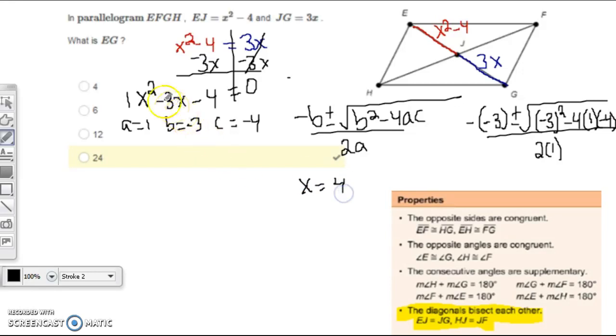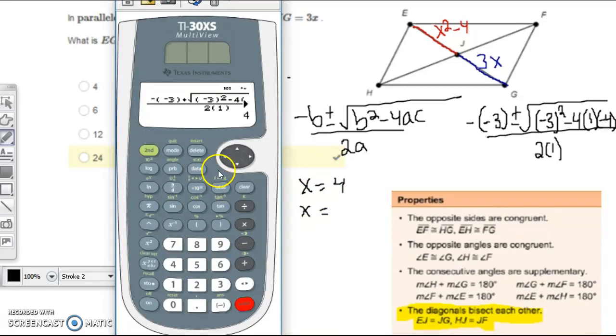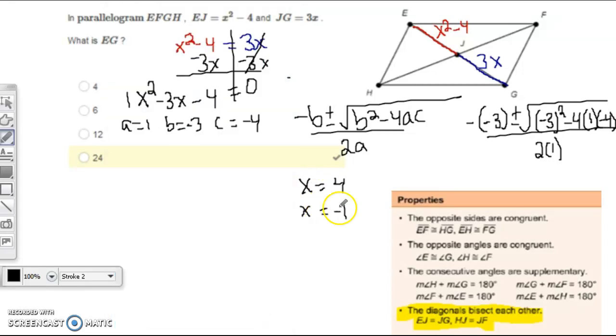But this is going to have two answers. Anytime your exponent is x squared, that tells you that there's two answers. So there's going to be another answer. So what we have to do to figure out that other answer is we need to type it in with a negative sign. So I'm just going to highlight and get that whole thing back in there. And then instead of this plus sign here, I'm going to change it to a minus sign. And so my other answer is negative 1.